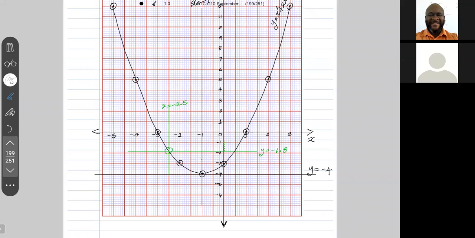So let's identify the point on the graph where x is positive 2.5. Guys, everybody pay attention. This is x is equal to 2. This is x is equal to 3. 2.5 is in the dead middle between 2 and 3. At x is equal to 2.5, I'm going to draw a vertical line until it touches the graph. Wherever it touches the graph, I'm going to draw a horizontal line.